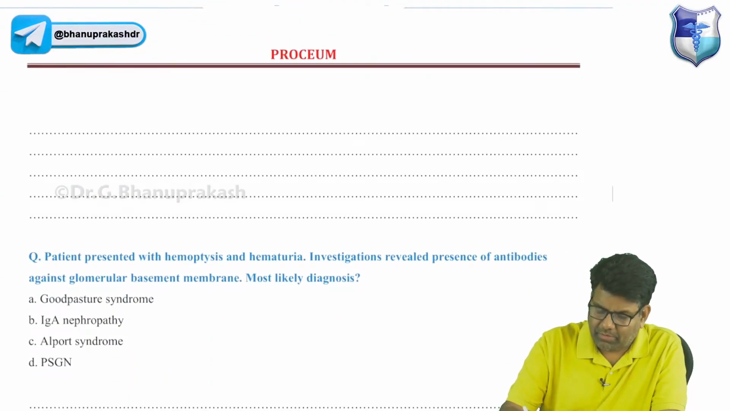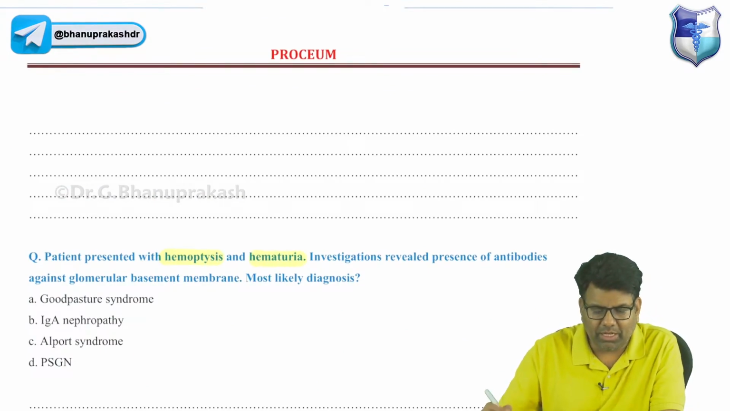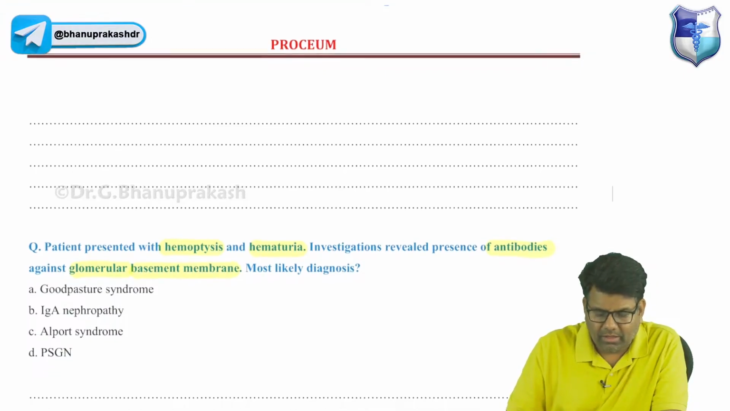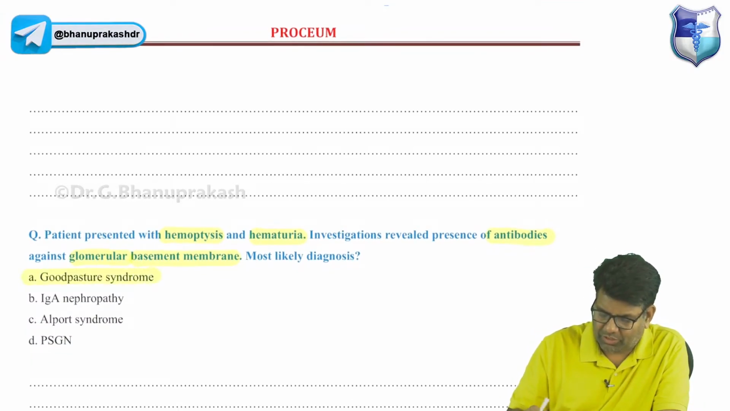The next question. A patient presented with hemoptysis and hematuria, and there are antibodies against the glomerular basement membrane. What is the answer? Yes, everyone is right. This is Goodpasture syndrome.